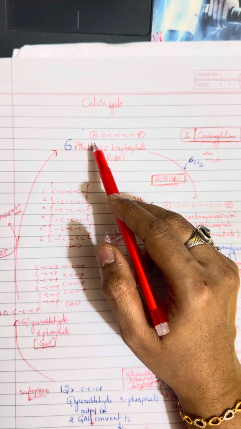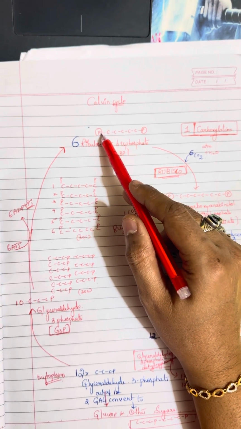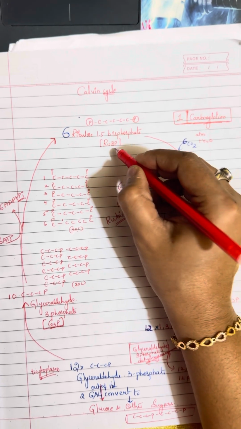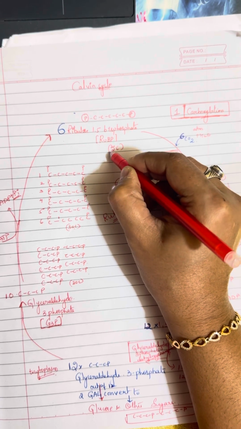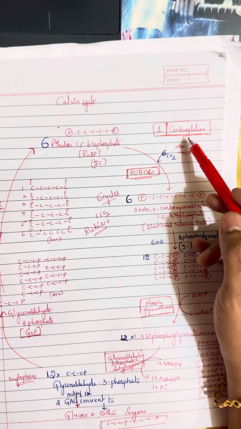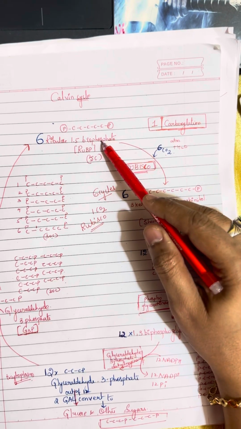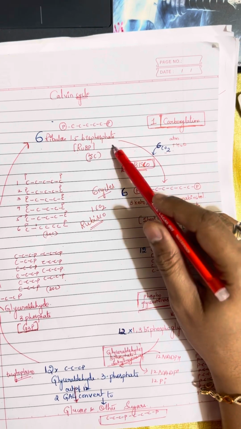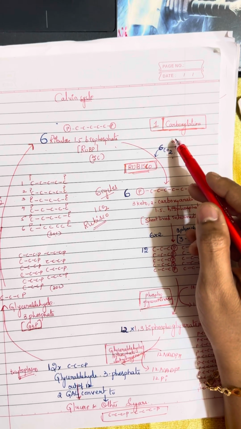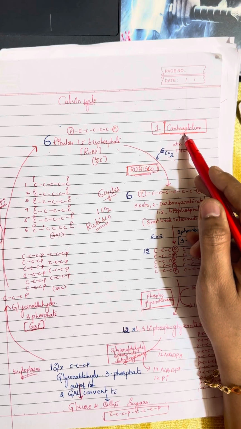6 molecules of RuBP, that is ribulose 1,5 bisphosphate. A very important point: it is a 5 carbon compound, and 6 molecules are involved. Every time they fix 1 carbon, so here I have taken 6 RuBP and 6 carbon dioxide, 1 RuBP and 1 carbon dioxide. The fixing of atmospheric carbon dioxide in the presence of Rubisco is called carboxylation.